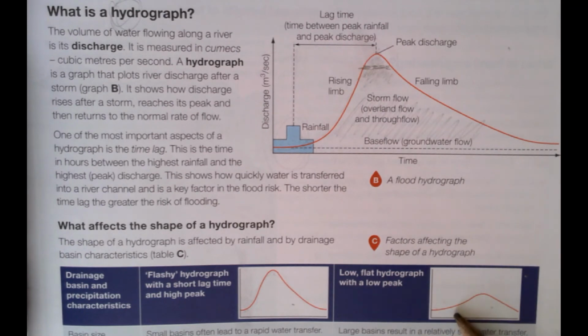This river might be in an area where there's permeable rock like limestone. So when it rains, the water seeps through the soil, seeps through the rock and goes underground, okay? And takes a lot longer, maybe even years to get to the river.